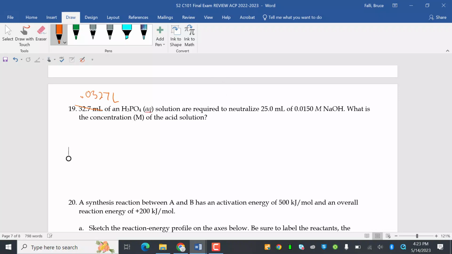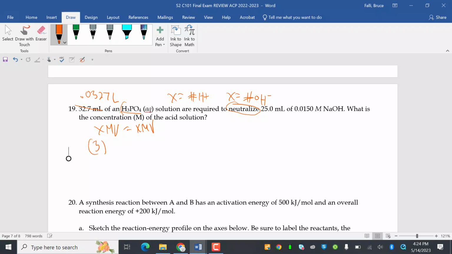0.0327 liters of an H3PO4 solution are required to neutralize 25 milliliters of 0.015 molar NaOH. What is the concentration? Okay, so if I'm neutralizing, I use my neutralization equation. XMV equals XMV. And I just put my acid on the left and my base on the right. Remember, X is the number of H positives, and X equals the number of OH negatives. Okay, so for H3PO4, my X is 3.